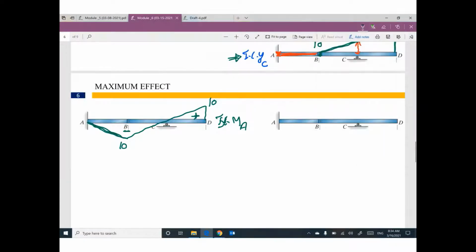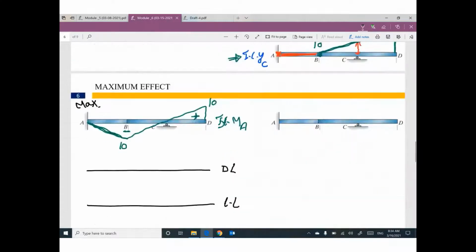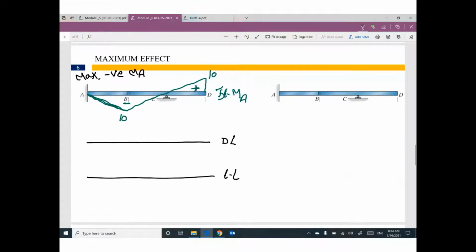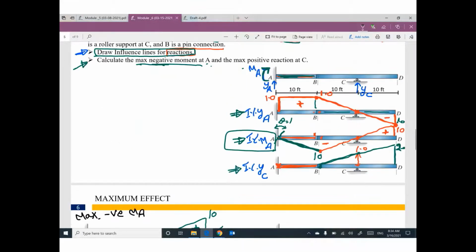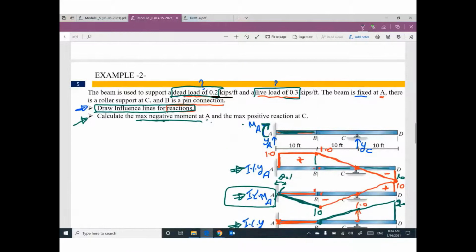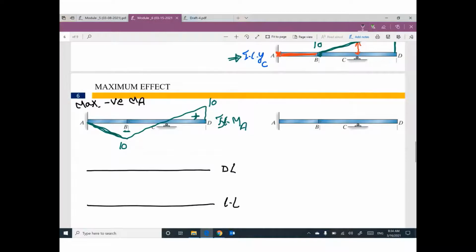Okay. What about the dead load? What about the live load? Anybody can tell me where? I'm talking about maximum negative MA. Where can I put the value of dead load, which is 0.2 kip per foot, to get the maximum negative MA? Here is the influence line diagram for MA. Where can I put dead load to get the maximum negative?